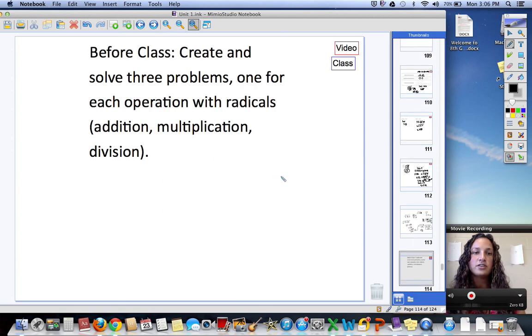So before class, create and solve 3 problems, 1 for each operation with radicals: addition, multiplication, and division. And we're going to go over that in class tomorrow.